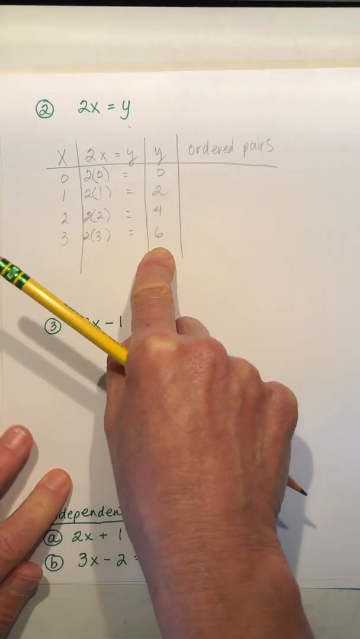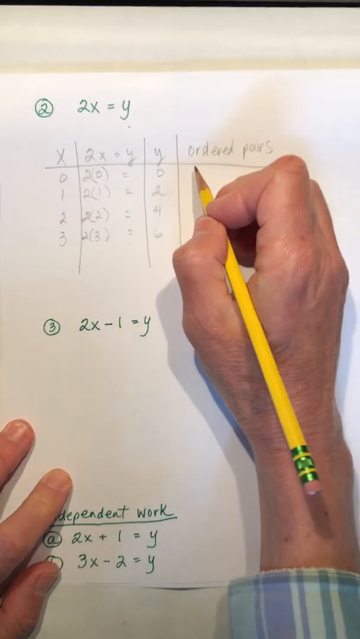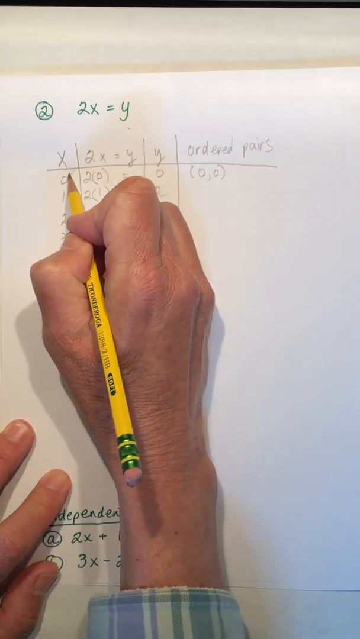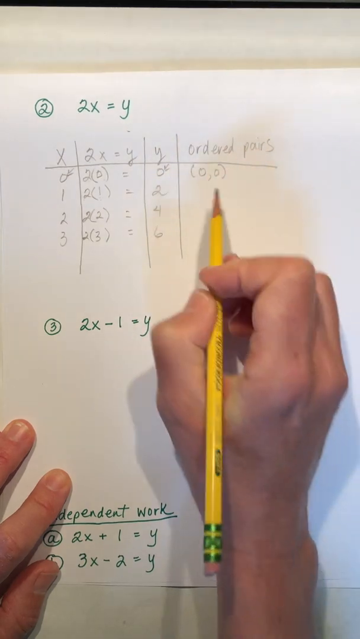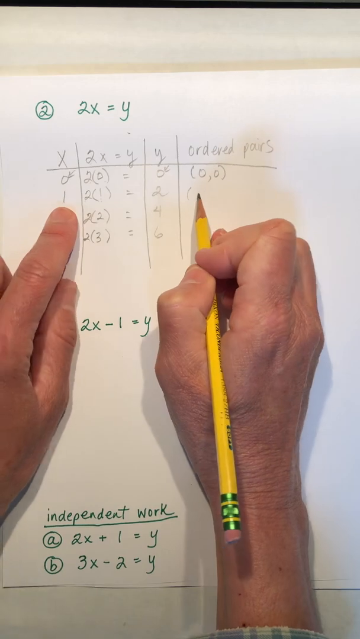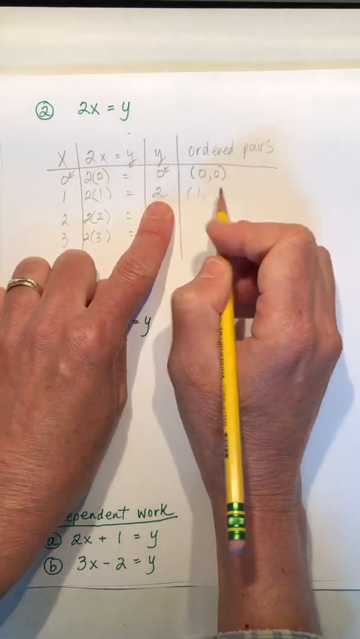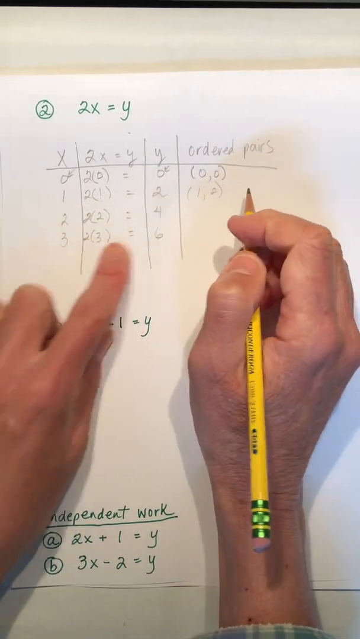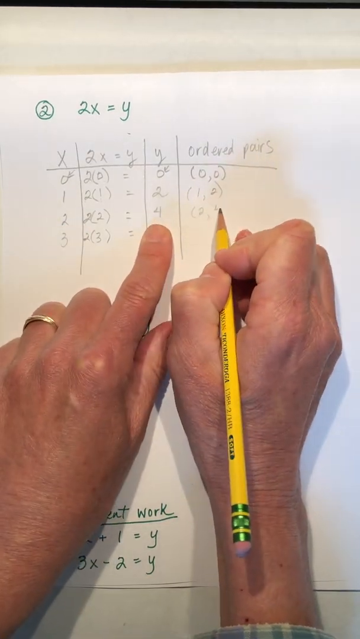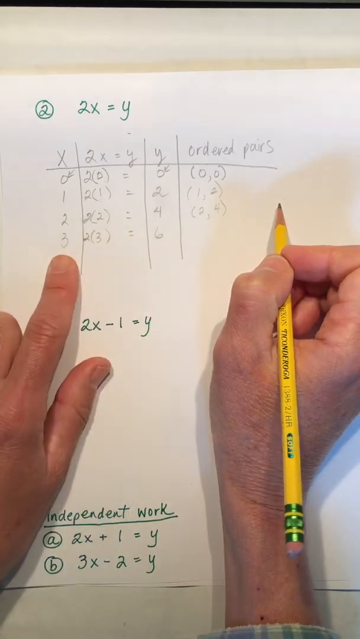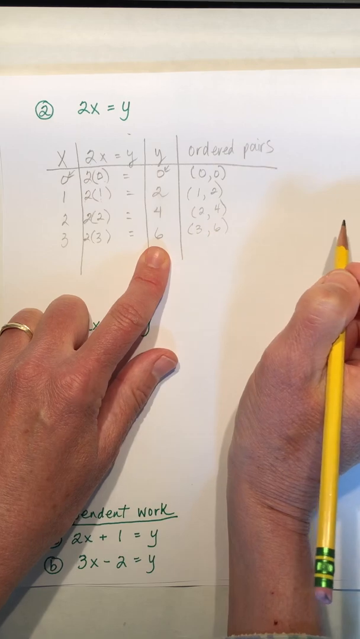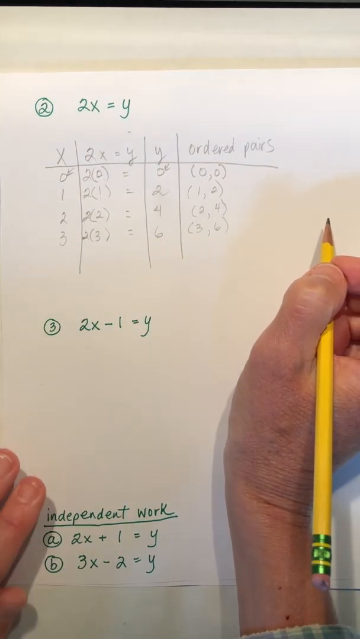So I'm ready to convert my x and y values to ordered pairs. So remember, it's this value right here and that value right there. It goes x and then y. Same thing here. My x value of 1, my y value of 2. My x value of 2, my y value of 4. My x value of 3, my y value of 6. And there, I just made a table of values.